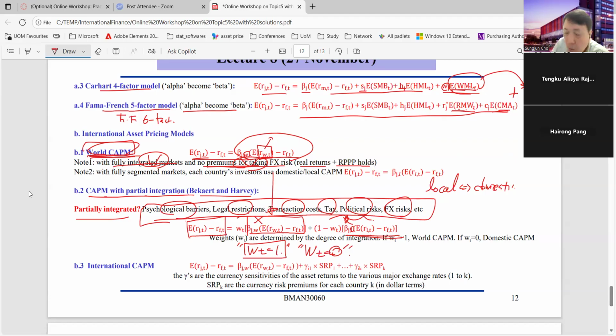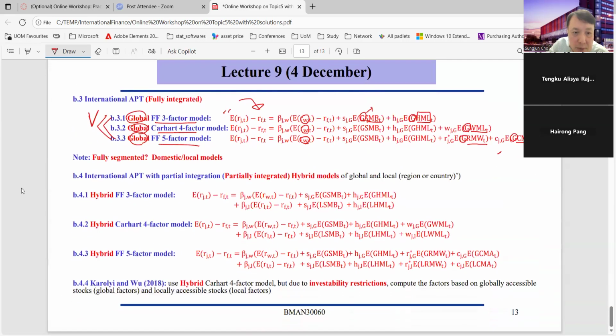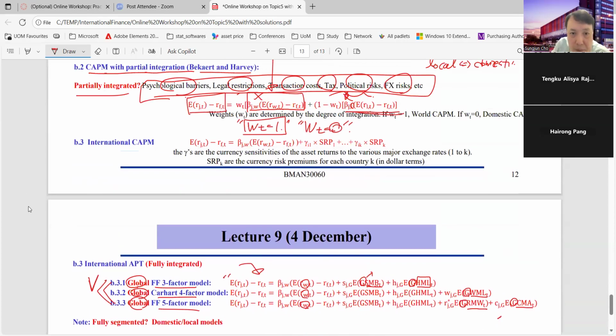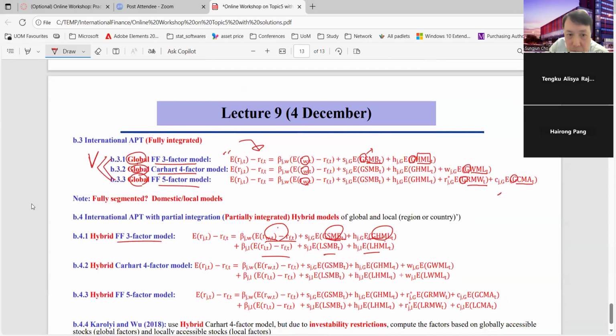That's the CAPM case. What about the APT case? We have to use also weighted average of the global factor and local factor. Fama-French three-factor model, you have a CAPM, world CAPM term, global SMB, global HML. That's for the global factor, just like world CAPM here. Here, L means the local factor. So this is local market portfolio. This is the local SMB.